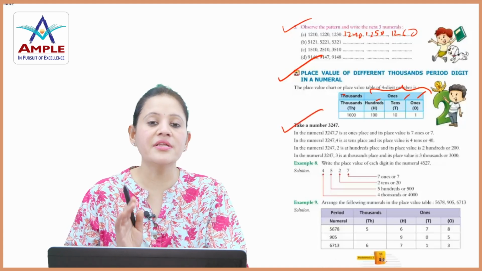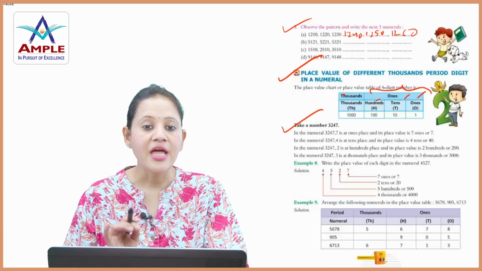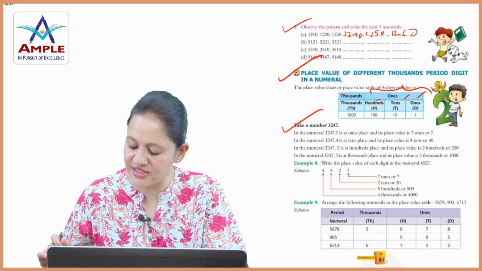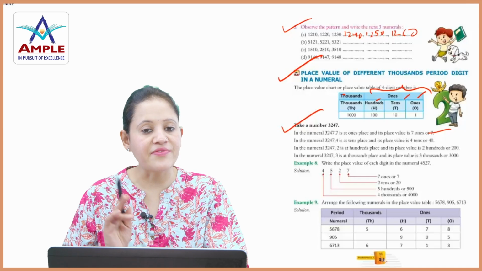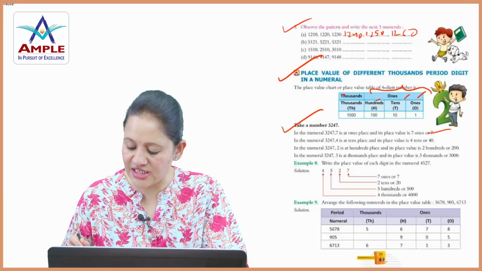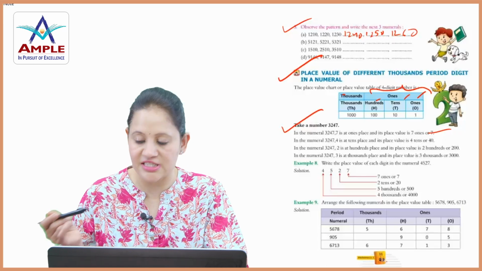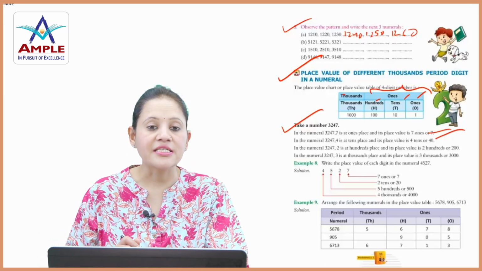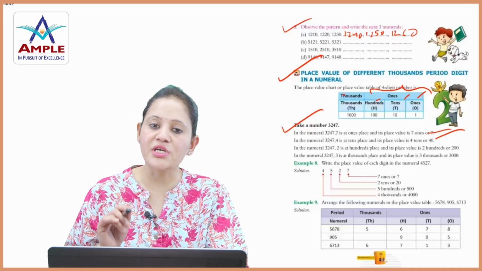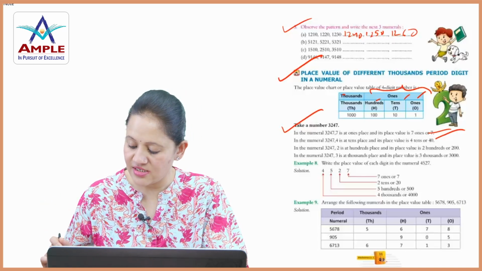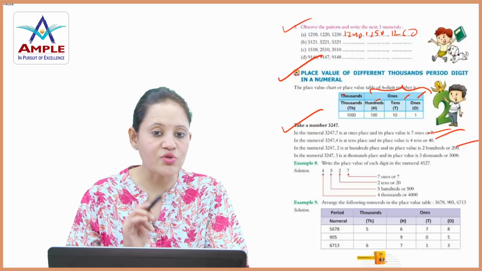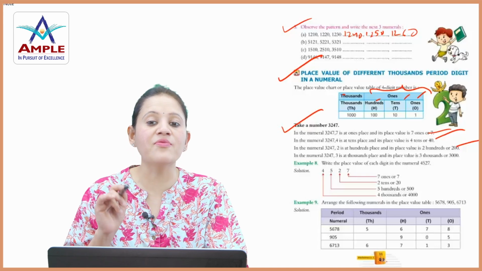Take a number 3247. In the numeral 3247, 7 is at ones place. So place value of 7 is 7. Now move to the next, that is tens place. 4 is at tens place. So place value of 4 is 4 tens, that is 40. Next, the number at 100 place is 2. So place value of 2 is 200. And the number 3 is at 1000 place. So what will be the place value of 3? That will be 3000.